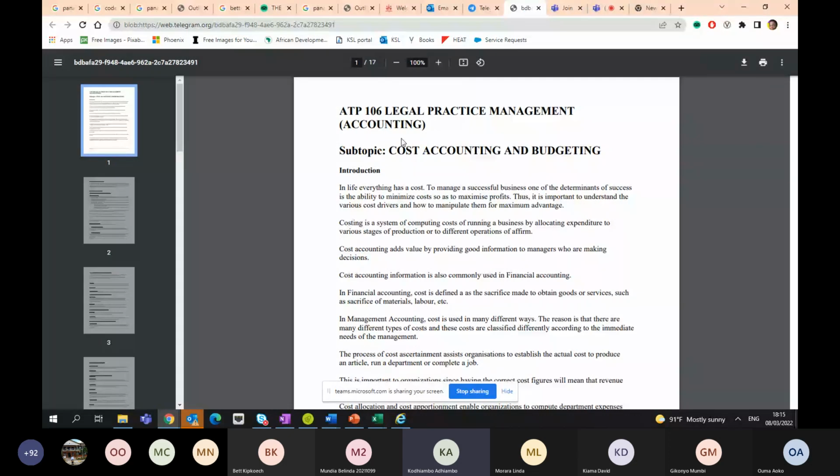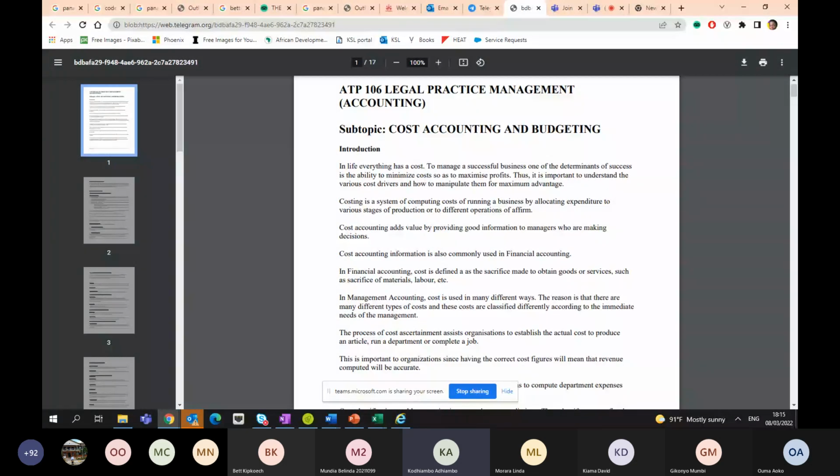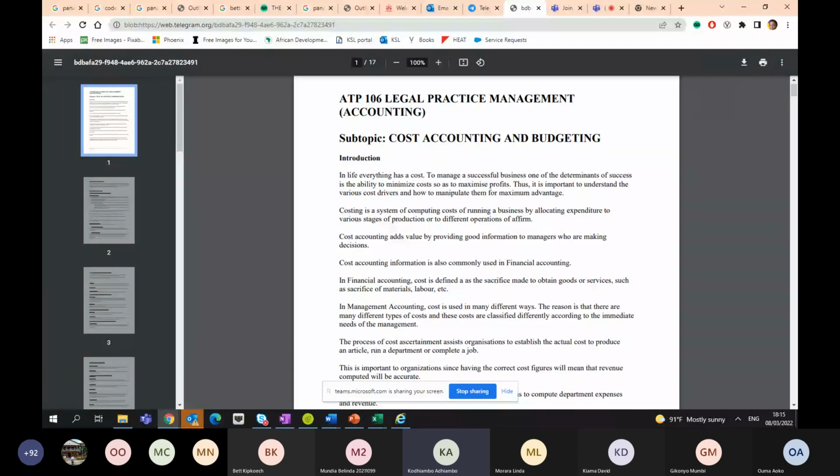So this is on cost accounting and budgeting. If you look at accounting, there are various types of accounting. There's financial accounting, and a lot of what we've been taught and we've been working on is financial accounting. Basically, how much have you spent and what is your position right now? That is all financial accounting.